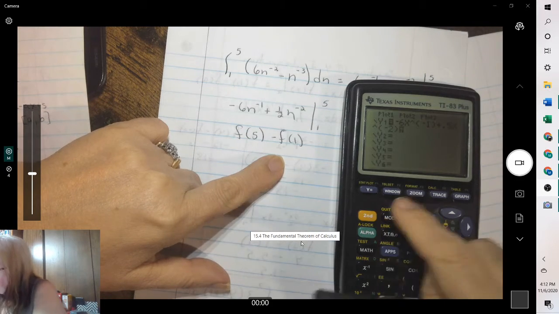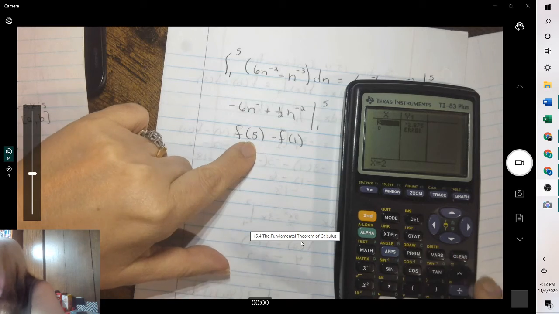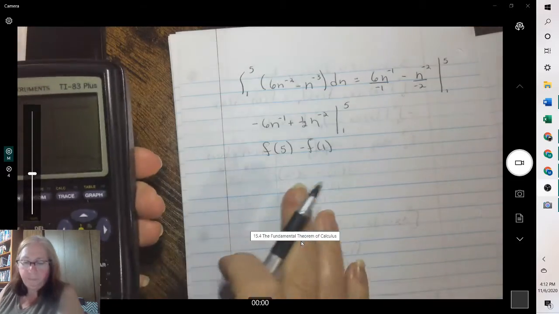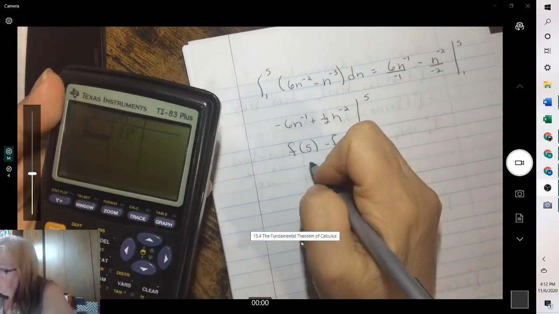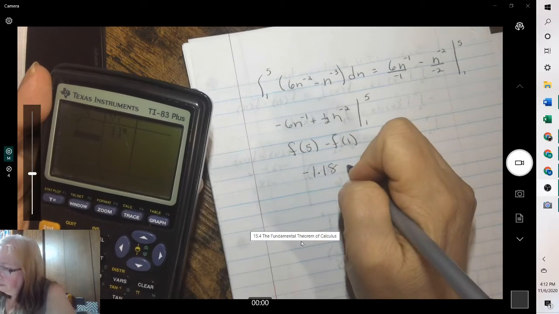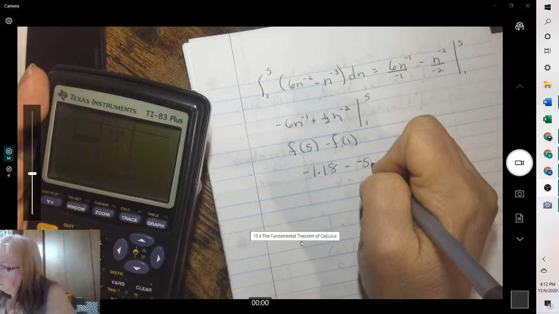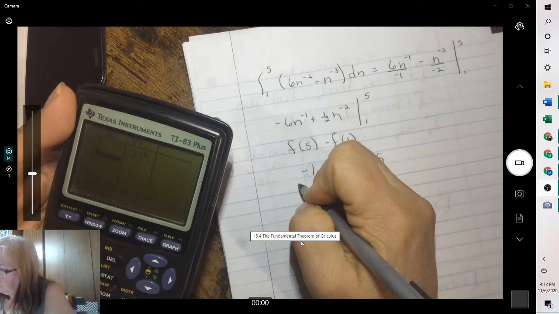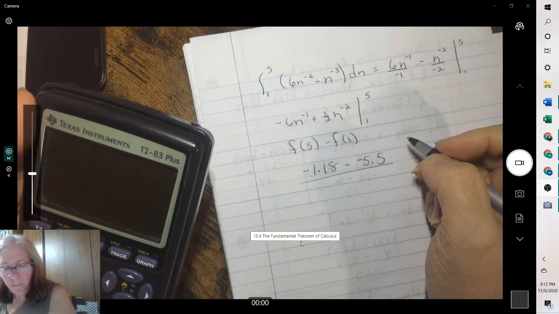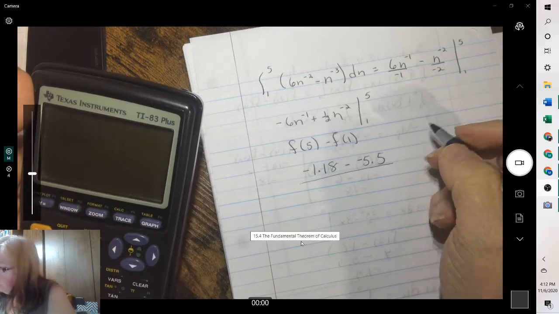Okay, go to the table, and we want 5 and 1. 5 gives us a negative 1.18 minus a negative 5.5, which gives us 4.32.